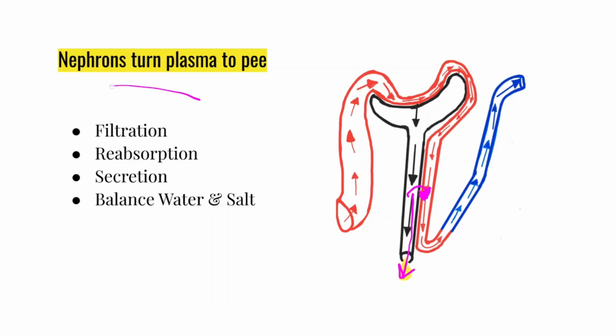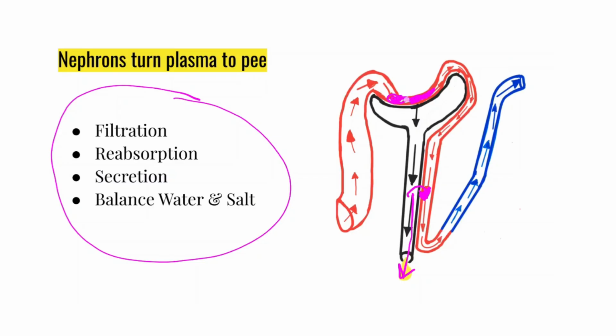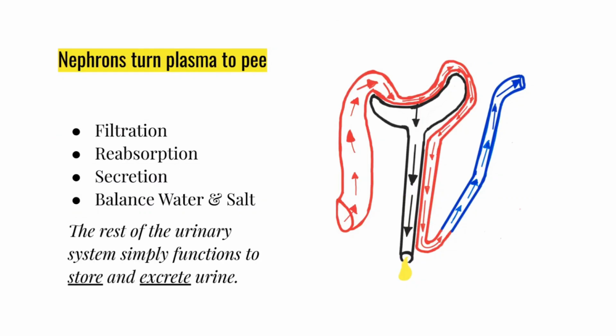We put all of this stuff together, and what we're able to do is to take plasma out of the blood and ultimately turn it into pee or urine. So we've gone from plasma to pee through the nephron, and what's in the pee is mostly waste products that we are trying to get rid of, and we have put back into the blood all of the things we would like to keep. The rest of the system after the nephron is really just there to hold the urine and eliminate it when it's time to go.